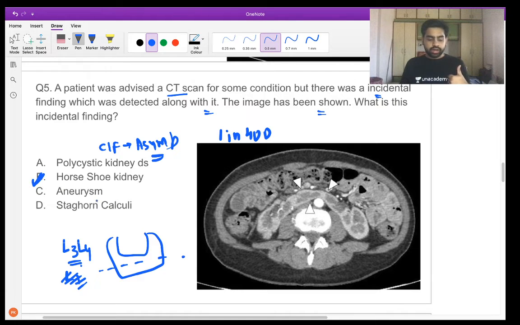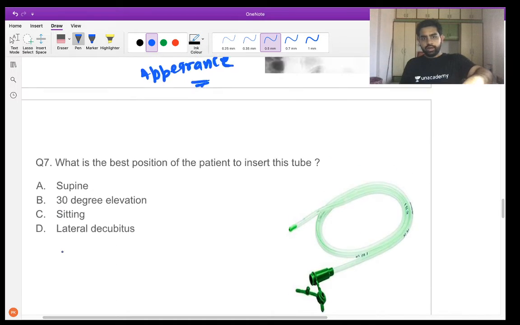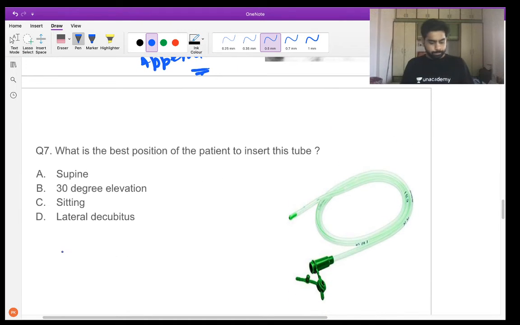Okay, so did you understand it, guys? Right, so this is again a very important MCQ. I hope you got it, Ria. So the level of the isthmus is L3-L4. Now let us move on to the next question.